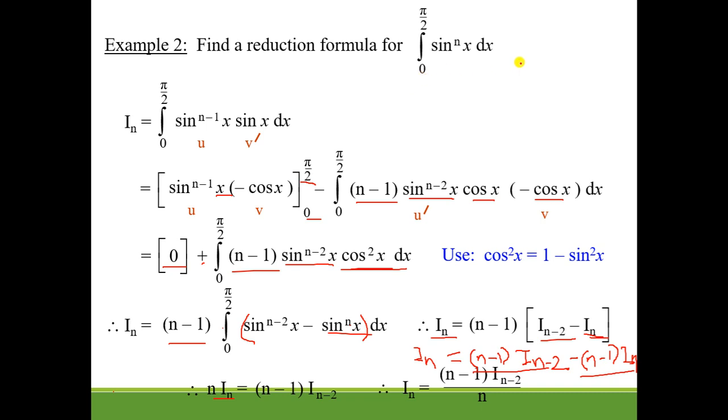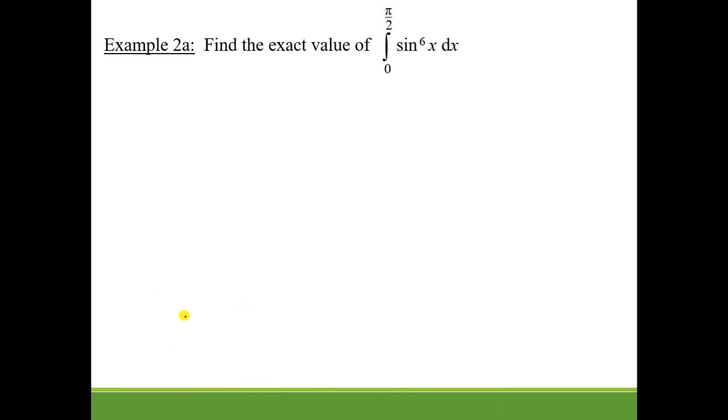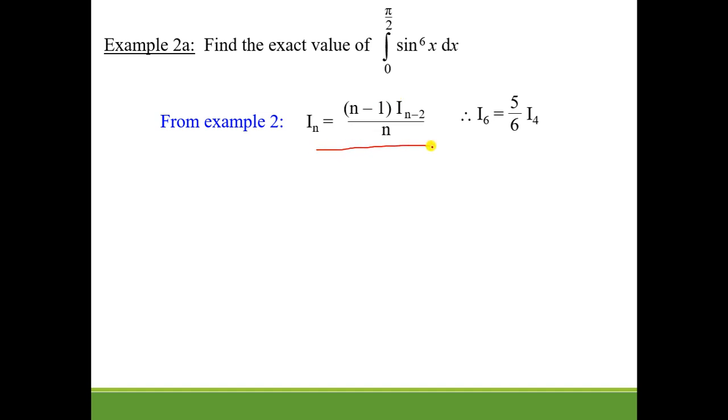This example is very important. Many times they will ask for the SPPU exam. Then find the exact value of the integration 0 to pi by 2 sin raised to 6 x dx. This is a multiple choice question. For this question, the formula is given. This formula will be given. You have to find sin raised to 6, that means the value of n is 6. So substitute n is equal to 6 here.